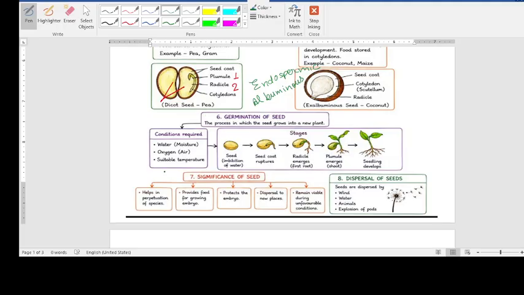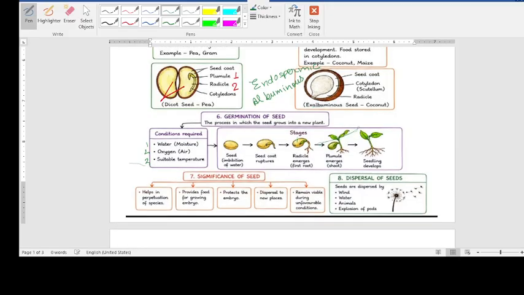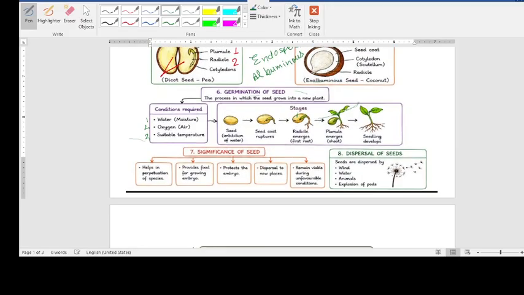Now there are some conditions given here. Briefly I am going to discuss. The conditions required for germination are number one, water, number two, oxygen, and number three, temperature. We will be discussing the experiments based on these conditions for germination later on. A brief diagram of germination is given right in front of you, showing how germination takes place.